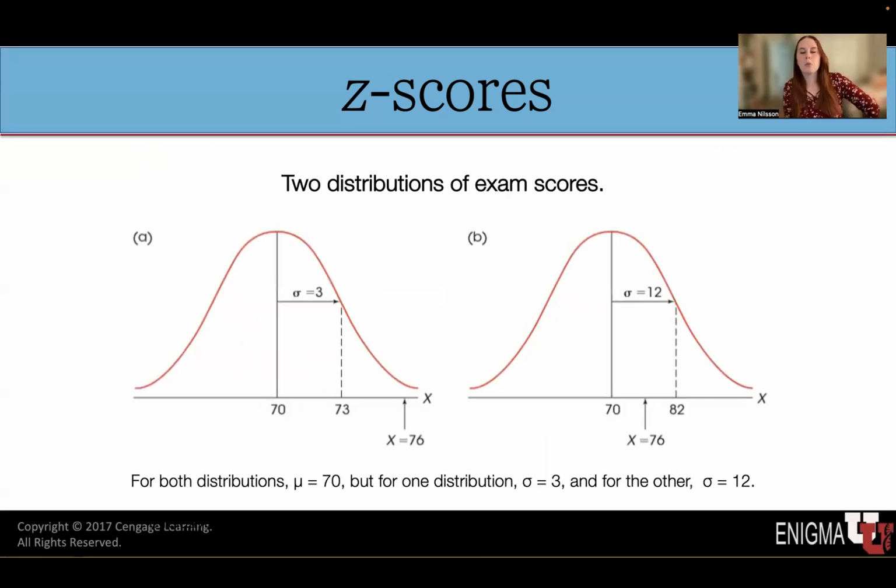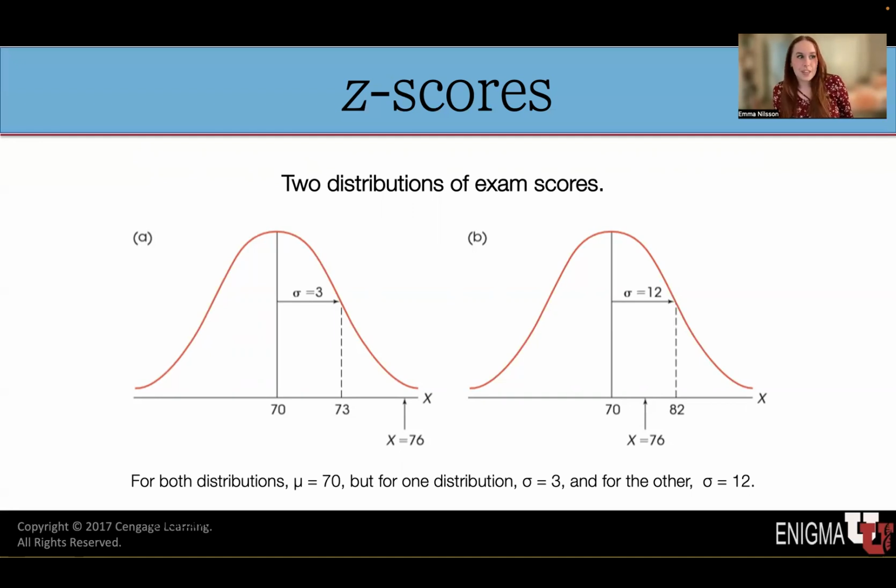So let's put this into a more practical example of why z-scores are important. Let's suppose that you have two different distributions of exam scores, maybe two different classes who took the same exam. Suppose you received an exam score of x equals 76. That's your score. And you want to know how you did in comparison to your classmates. Your raw score of 76 doesn't really tell you much. It could be one of the best scores or it could be one of the worst scores.